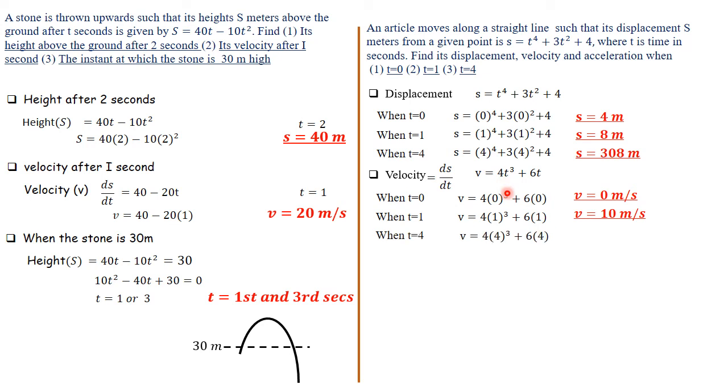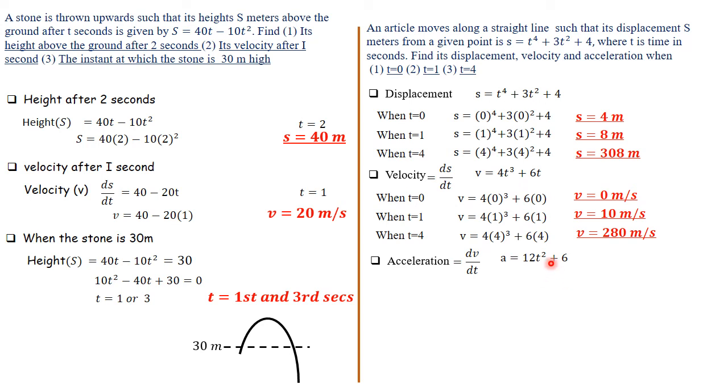When t equals 4, again do the same thing, put 4 wherever there is t here, and you get the answer as 280 meters per second. And that way we can see the velocity has been changing from 0 to 10 to 280 and to other values there. We go to acceleration. As I tackle this part, acceleration is actually the differentiation of velocity with respect to time. Since we had this displacement time function, we changed it to a velocity time function. Now we change it to an acceleration time function. So we differentiate this one here, which is going to be 12t squared plus 6.